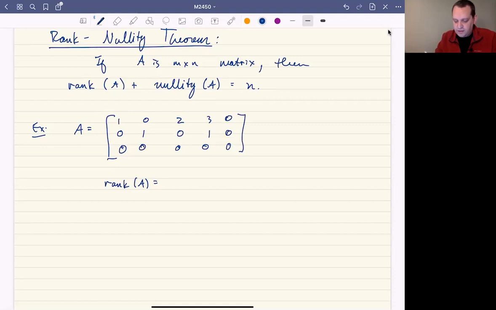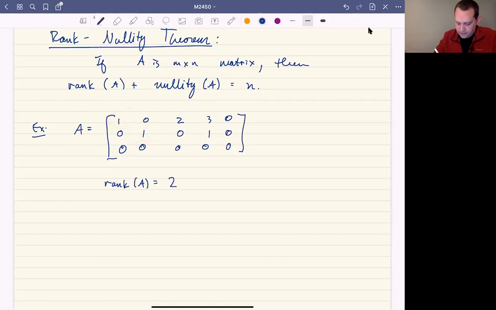So the rank of A is going to be 2 because you have 2 pivots. Okay, so this is a 3 by 5 matrix now. So this rank is going to be 2 because you have 2 pivots. You have this one and this one. Okay, and those are your 2 pivots.